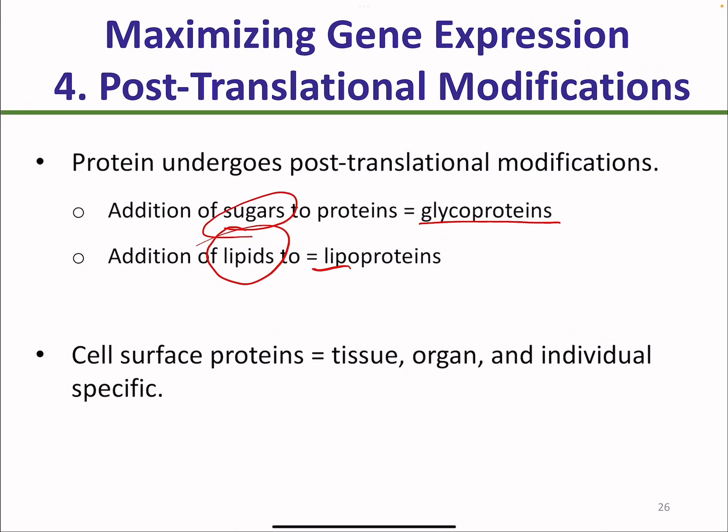Some cell surface markers are essential to skin cells that are different from those found on the surface of white blood cells, different from the ones found on the surface of liver cells, and so on and so forth.